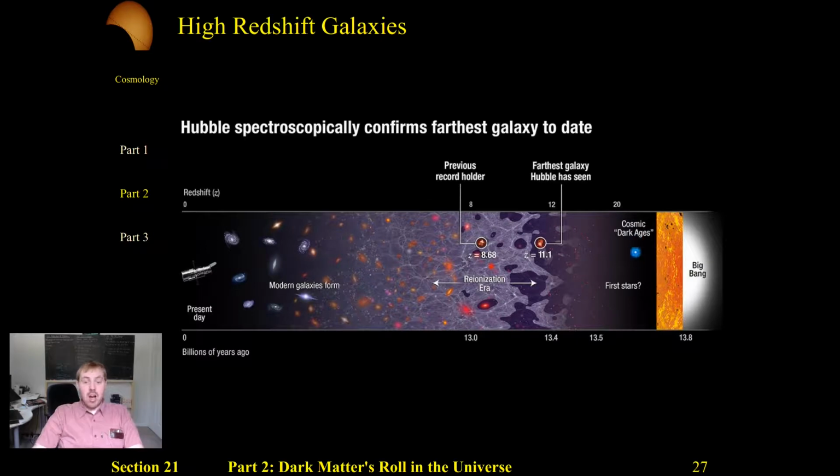You get what we call the cosmic dark ages. Somewhere around here was probably the first stars. This is in the millions of years or so after the Big Bang. And then after that, you'll get your first galaxies. And this is potentially one of those.